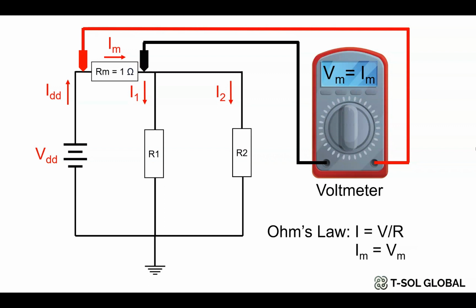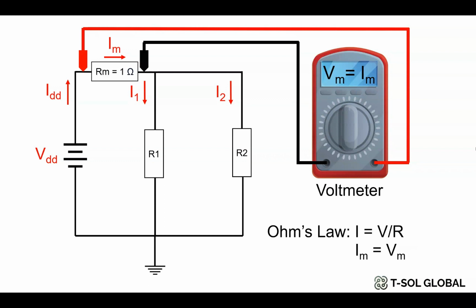It means whatever value you are getting in your voltmeter from this Rm resistor, which is 1 ohm, is the same value of the current which is flowing through the circuit, which means your Im current, the IDD current, will be equal to your Vm voltage. So in this method, you can get the value of the current directly from your voltmeter. You don't need to use the ammeter in this case.